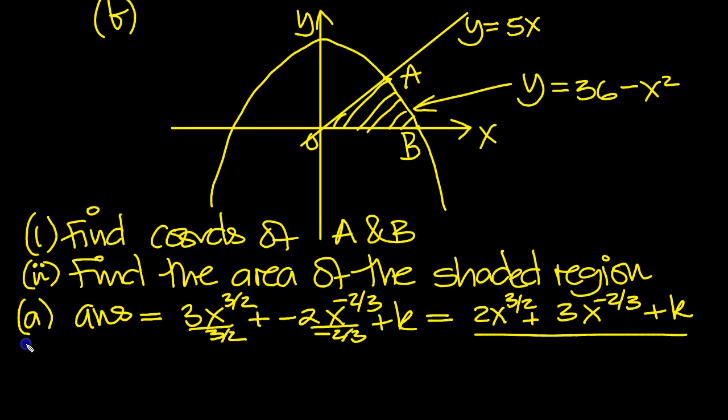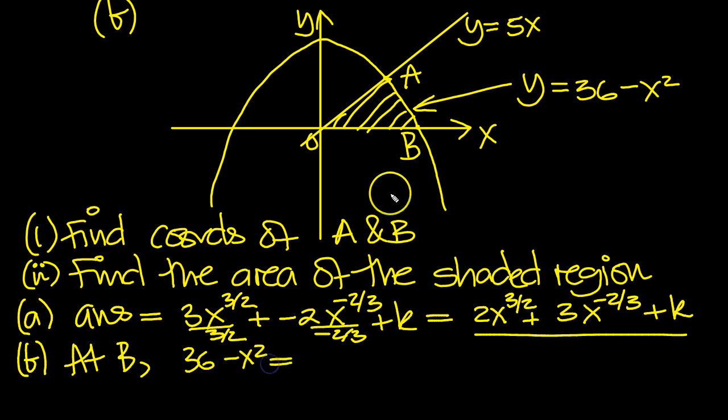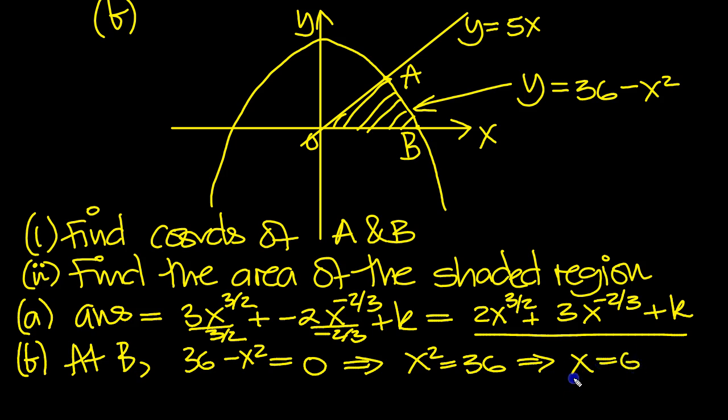Okay, let's have a look at this then. So this is the curve y equals 36 minus x squared. So at B, the 36 minus x squared, that y value must equal 0, mustn't it? That tells us that x squared equals 36. Square root both sides and take the positive value. x is 6. So the coordinate of B then is 6 and 0.